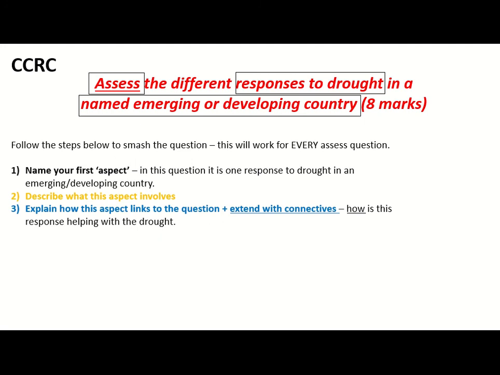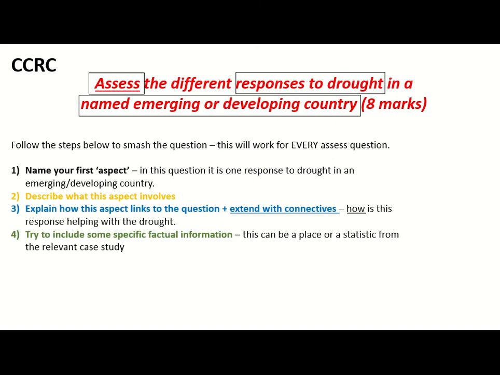Once again, the first three steps here are exactly the same as you'd find for examine questions, but this is where it goes slightly differently. You can't link it to a resource because there isn't one, but because it's about a case study, you should try and include some specific factual information from the place that it's named. So for example, it wants you to talk about Ethiopia here because that's the one we'd study. It's a named emerging or developing country. Give me a stat about Ethiopia or something specific to Ethiopia's drought that you can use in your answer.